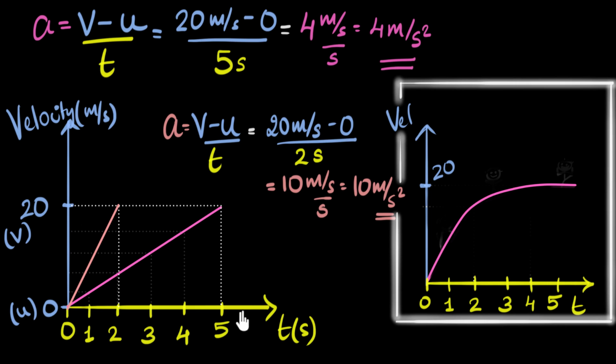And so what did we learn in this video? We learned how to analyze the velocity time graphs. We saw that the steeper the graph, more is the acceleration. And we also saw it does not tell us about the position of an object. It doesn't tell us where the object is to begin with, but it only tells us about how fast things are moving.